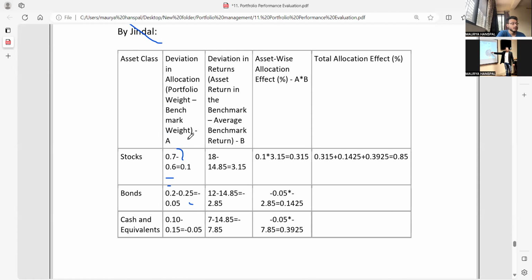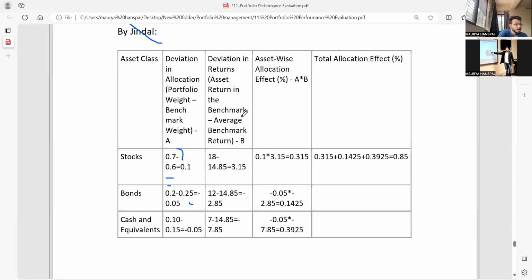It means you are underweight relative to the benchmark. It might happen that you are underweight in one and overweight in another. In this case, in stocks, you are overweight in the portfolio, right? So these scenarios can also happen. But in the case of bonds, you are underweight in the portfolio and overweight in the benchmark, right?